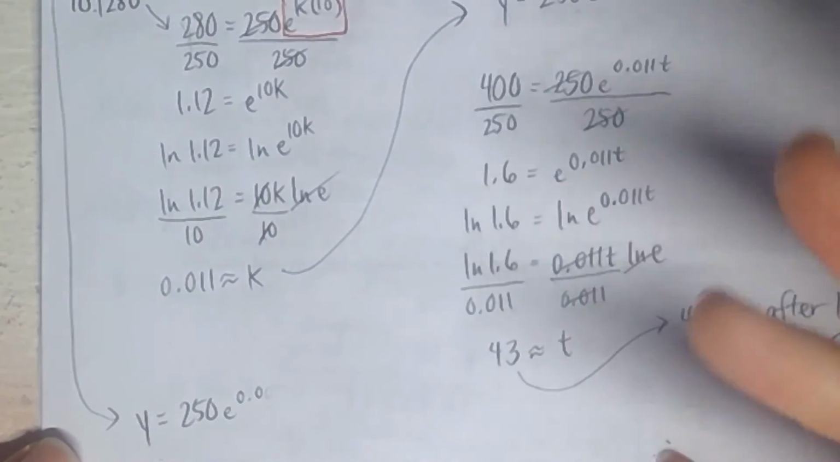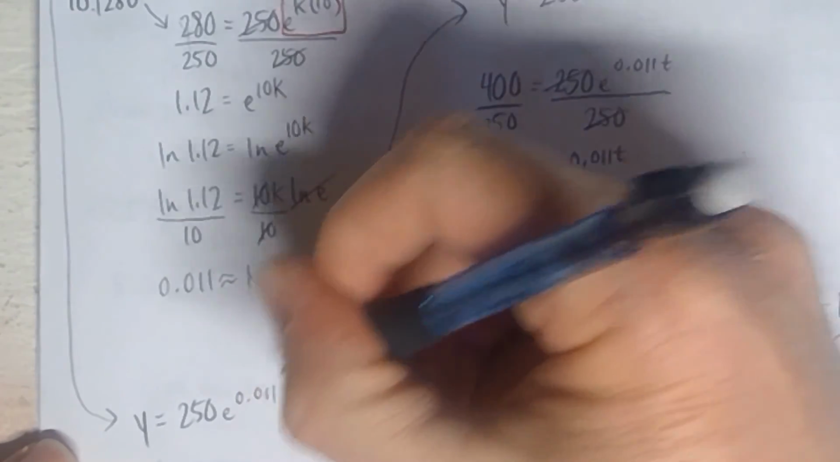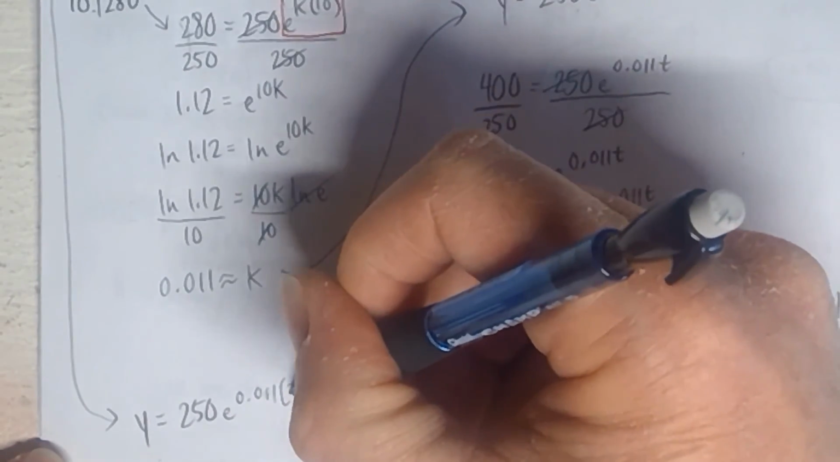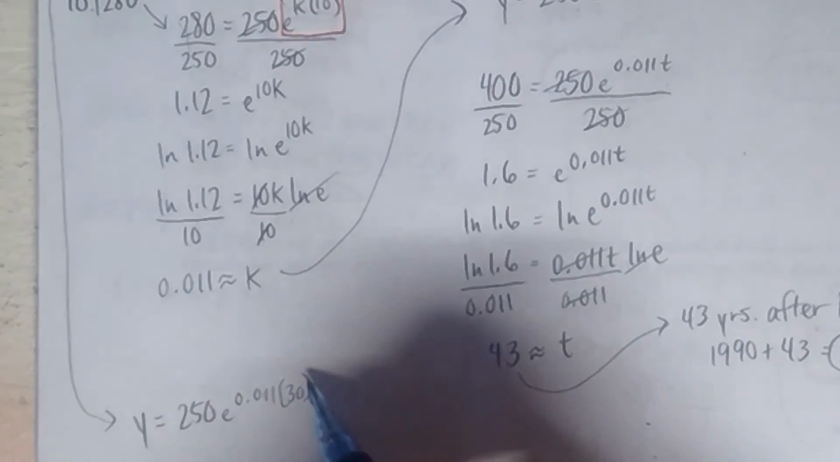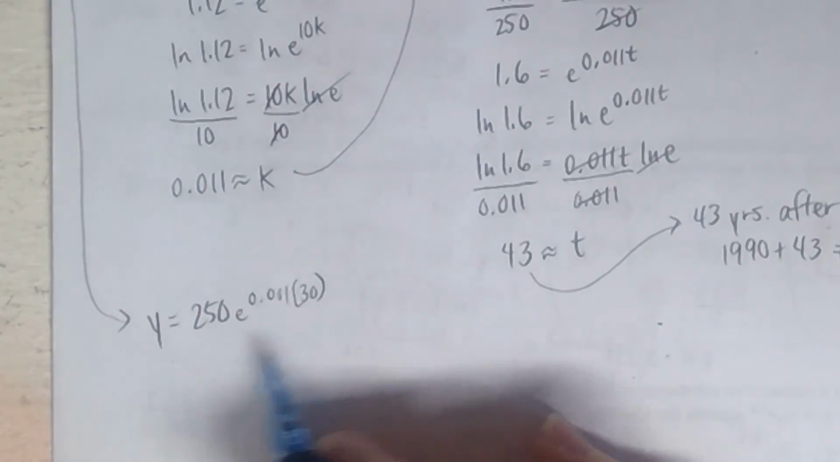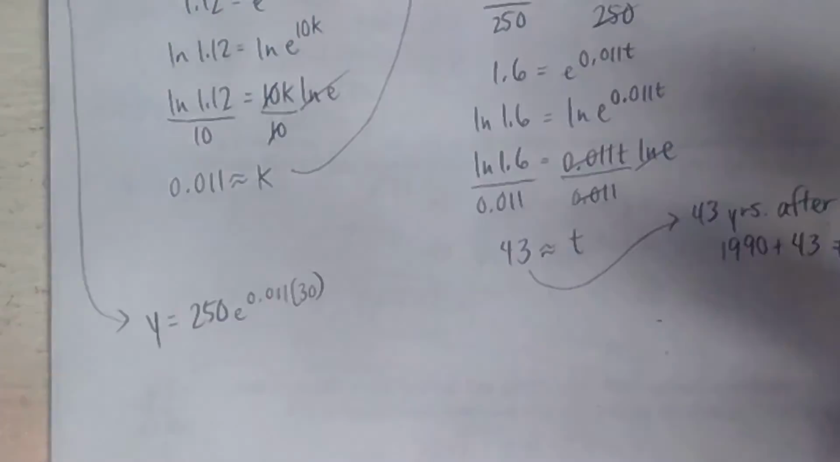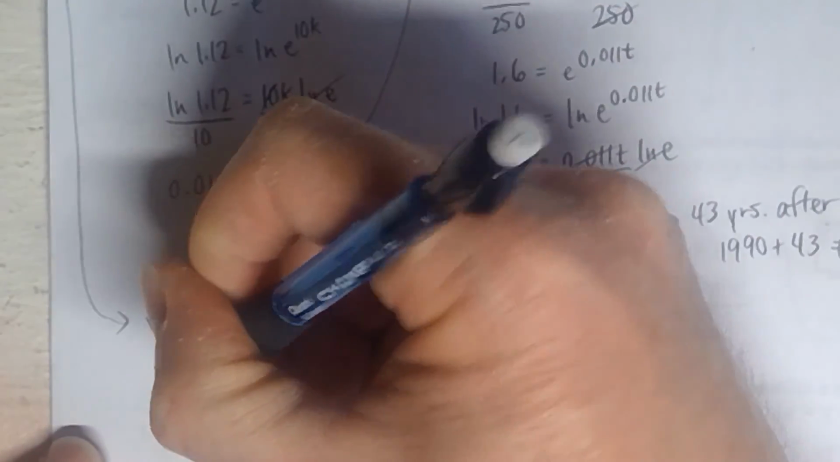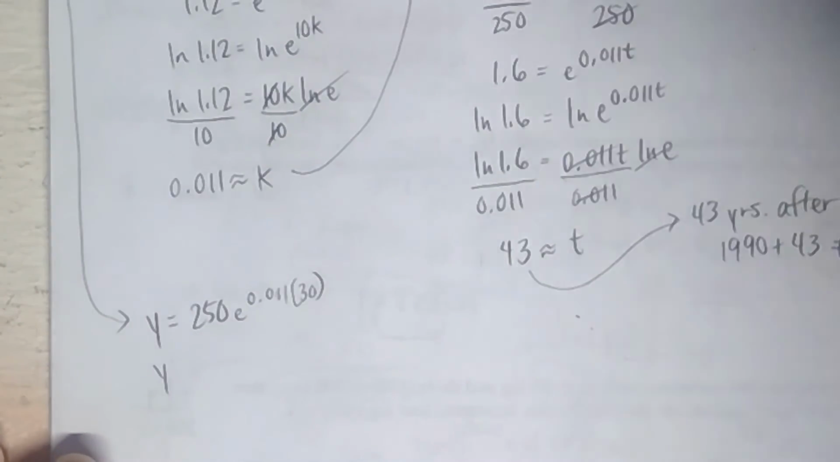And then since Y is already by itself, this is just like the very first problem that we did, where you plug a number into T, the Y is already by itself. So you just got to do order of operations over here on the right-hand side of the equal sign. You don't need to divide out or any of that kind of stuff. Just do the same thing we did in the very first problem with the plutonium.